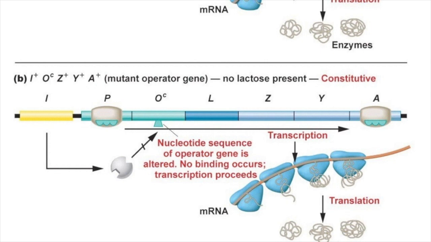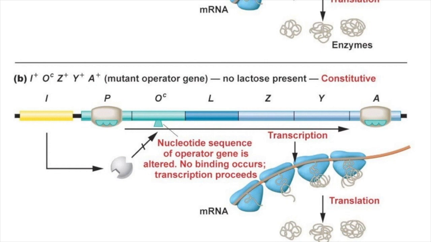So this is a better view of that. I'm sorry, I should have advanced so you could see the bottom of this, but you're able to see the inability of the repressor protein to bind to this operator because the operator is mutated.